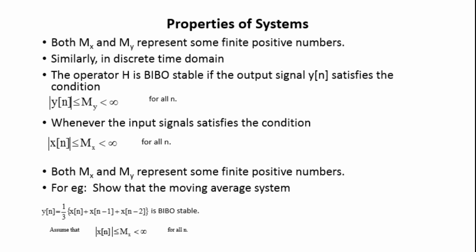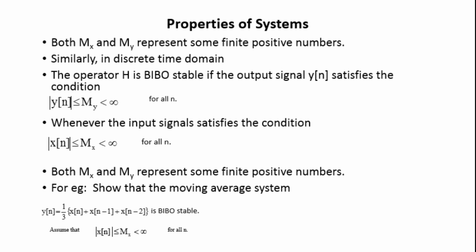Similarly, in the discrete time domain, the operator H is BIBO stable if the output signal y of n satisfies the condition magnitude of y of n less than or equal to My less than infinity for all n, whenever the input signal satisfies the condition magnitude of x of n less than or equal to Mx less than infinity for all n. Both Mx and My represent some finite positive numbers.